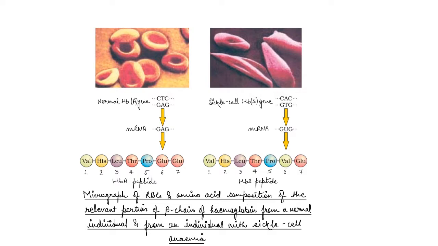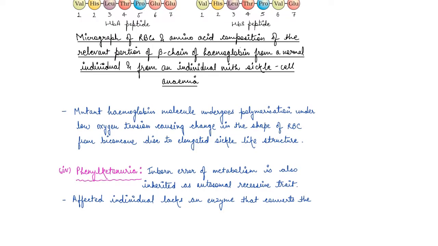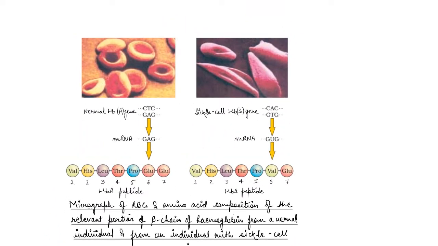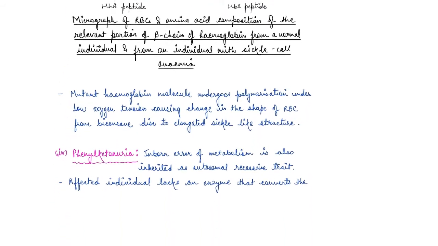Now, what is happening here is that the mutant hemoglobin molecule undergoes polymerization under low oxygen tension and that changes the shape of RBC. If you see here, RBC is a biconcave disc, right? It changes the shape of RBC from biconcave to elongated sickle-like structure, and that is why it is known as sickle cell anemia.